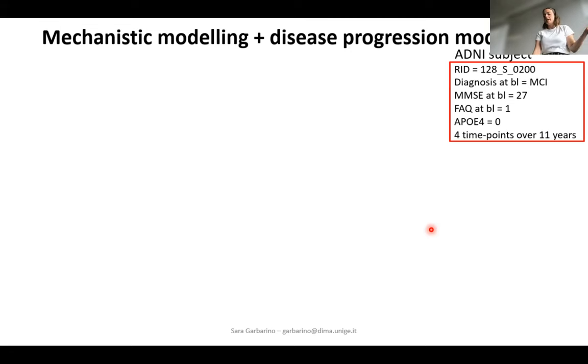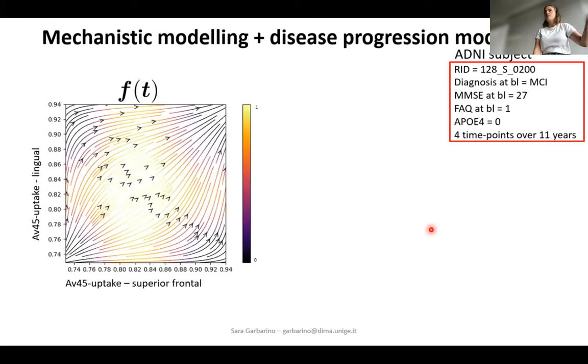So you can find the associated vector field, and the vector field describes the evolution over time of the specific subject, its dynamics, its protein dynamics over time, forward and backward. And here you see the vector field relative to the dynamics evolution of two specific regions, the lingual region and the superior frontal.